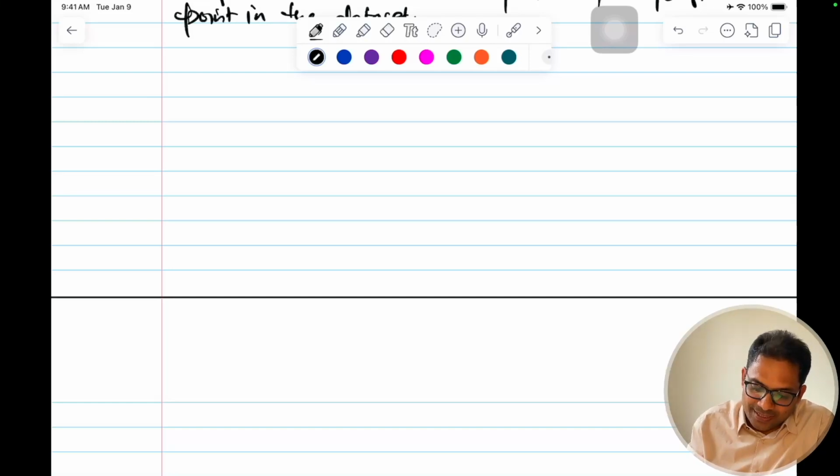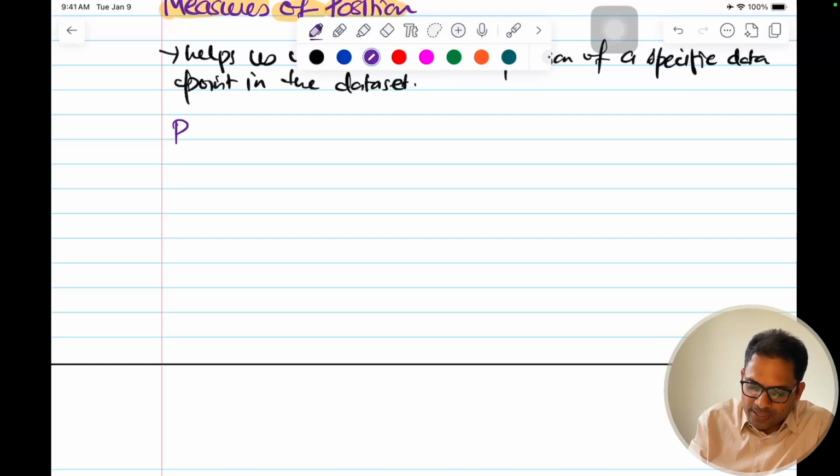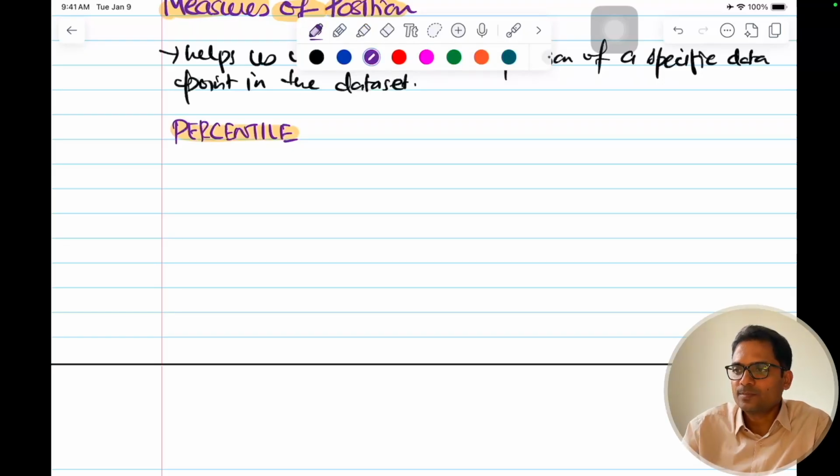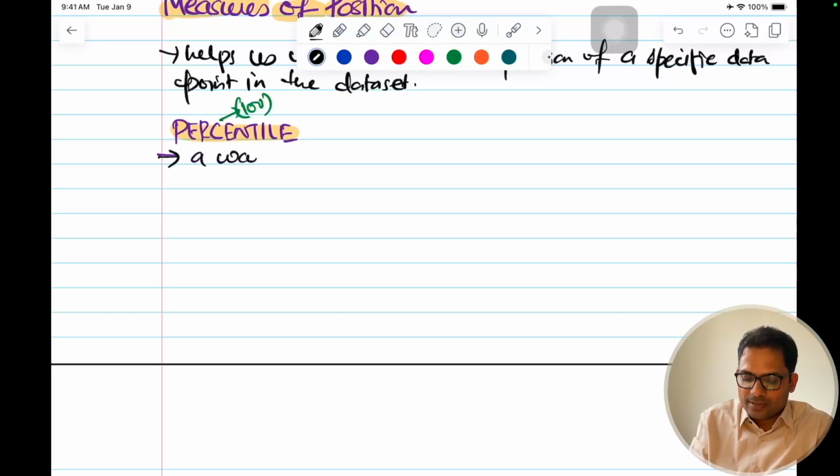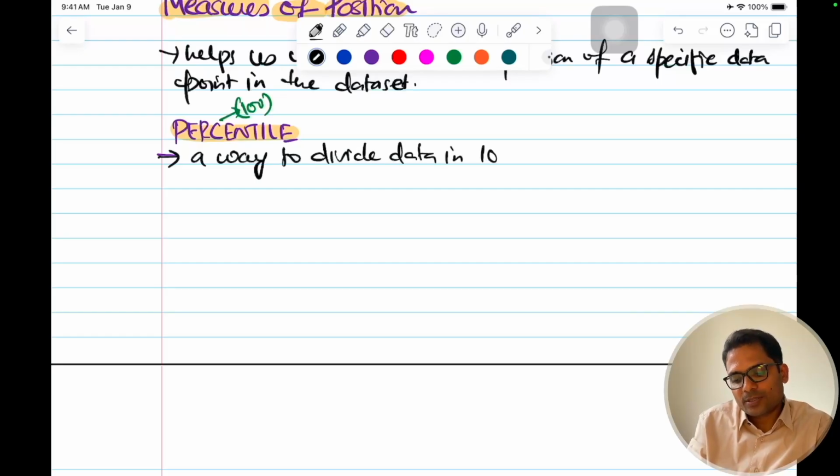So let's see percentile first, the most common one. We give exams and all the scores that we get, like JEE, and nowadays GMAT, wherever you go, you will get a percentile. What is a percentile? We get percentile out of 100. That's where the name is coming from. The word cent comes from 100, per 100. So percent means we divide the data into 100 equal parts. This is a way to divide data into 100 equal parts.